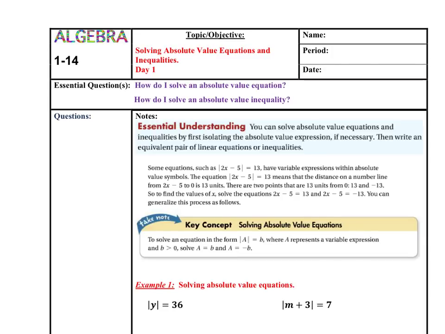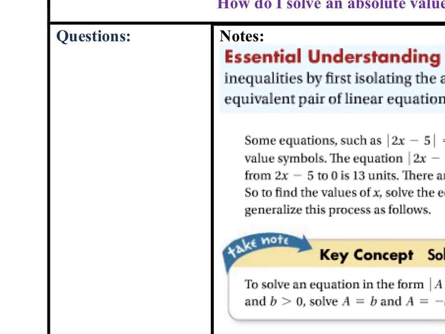All right, today we're solving absolute value equations. So first, a reminder on what absolute value means. I'm going to zoom in over here. You can or cannot write this down, up to you.